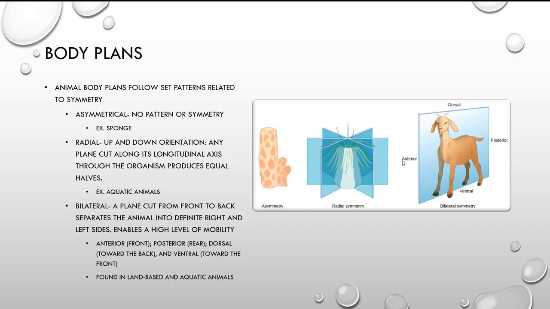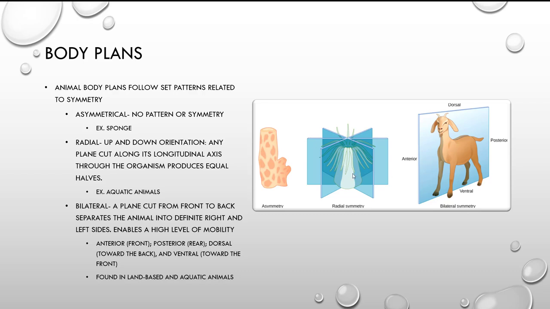Okay. With radial symmetry, some of our animals are radially symmetrical. That means that they have kind of an up-down orientation. Usually these types of animals will be bound to some sort of substrate. Think of a sea anemone, a sea urchin, or even a sea star. They're radially symmetrical. If I was to cut it on any of these planes from a longitudinal axis, I would get two equal sides.